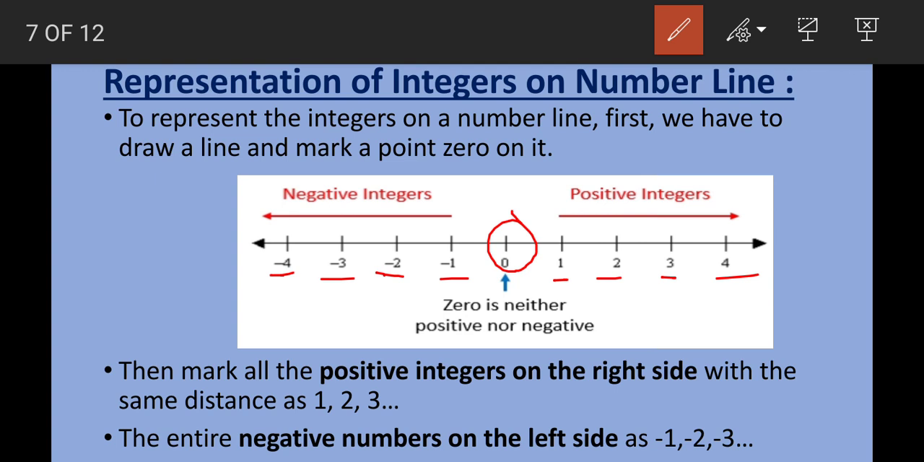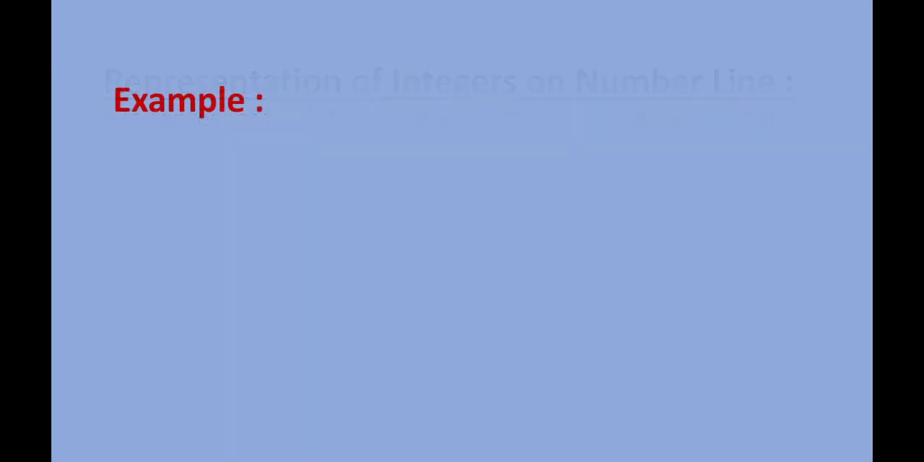After that you can represent numbers. Suppose you have to represent 2 on the number line. What to do? Draw the number line and mark a point at 2. Now come to the representation with the help of some example.